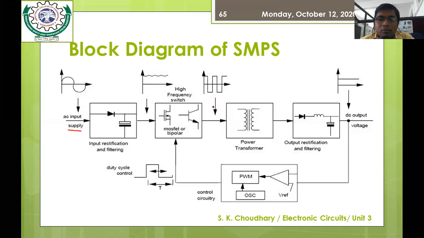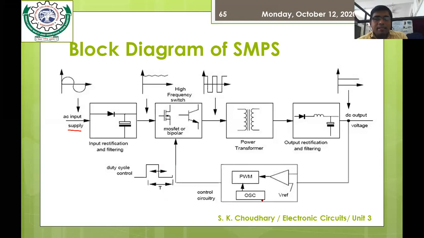Now the question could arise in your mind: how is this DC converted into the high frequency time varying signal? For this purpose, you can see here there is one input to this particular switching device. So what is this input? This input is coming from the feedback circuitry.